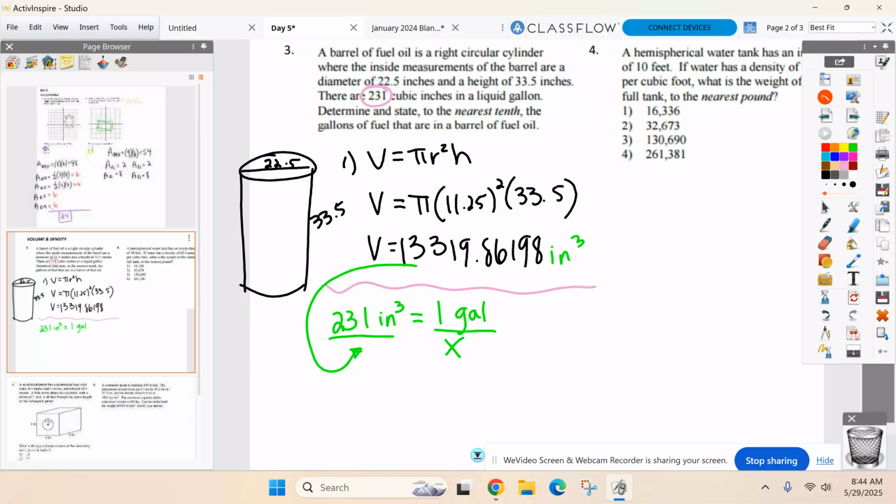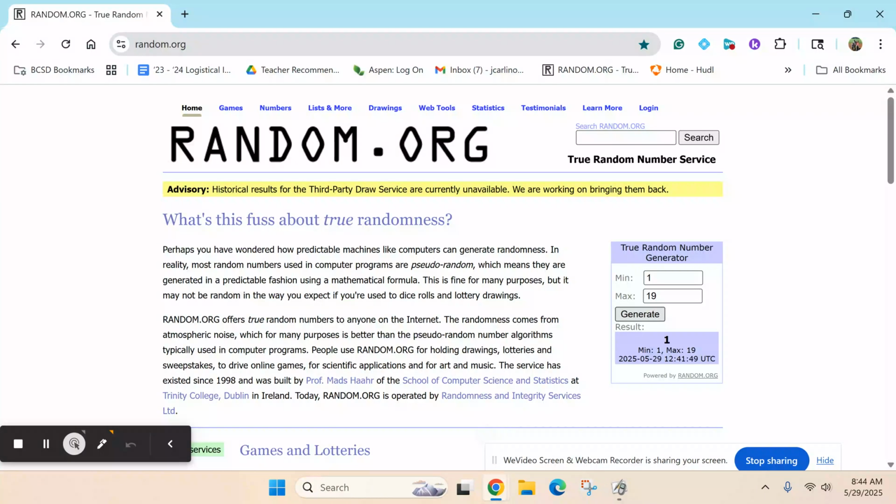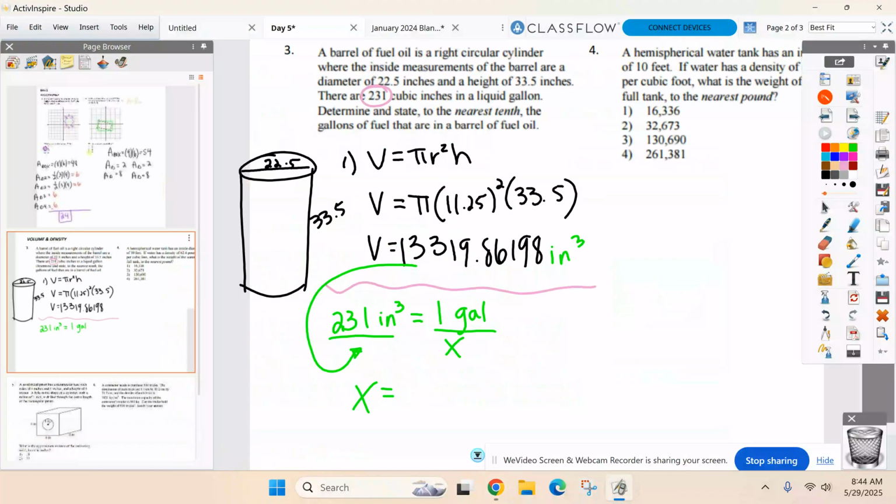And when you have it nearest tenth of a gallon, how many gallons does this hold to the nearest tenth? Keating, nearest tenth, how many gallons? 57.7. We good there? Please set up a proportion if you don't know what to do with the volume and the number in the problem.